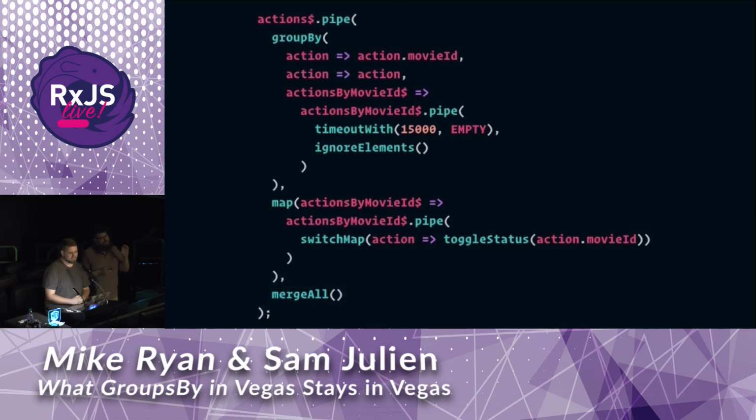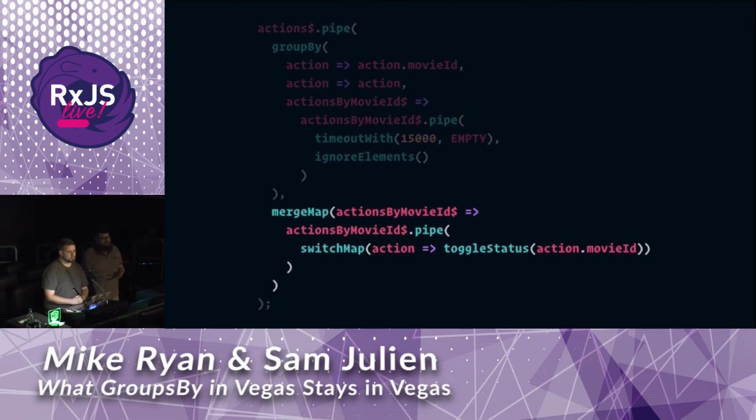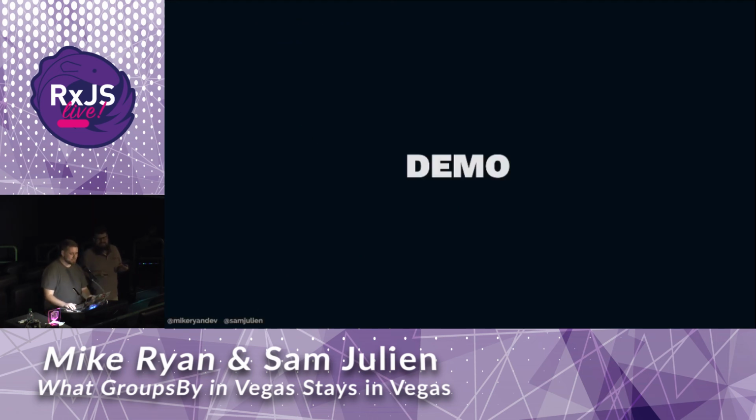And it turns out there's one more way that we can make this a little bit better. We talked about this earlier on, but map and merge all can actually be combined to become just mergeMap, which makes this a little bit easier to follow. Well, I guess it depends on how you look at it. Maybe it's not easier to follow. But yeah, let's plug this into our demo.